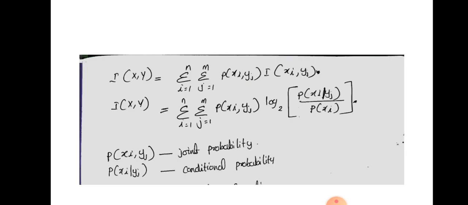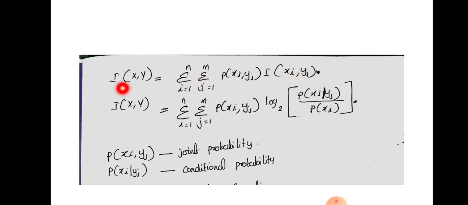And average mutual information is the amount of source information per received symbol. Okay, so the average mutual information is the amount of the source information per received symbol. This is obtained by the equation I of capital X comma Y equal to sigma i equal to 1 to n, sigma j equal to 1 to m, P of Xi comma Yj, I of Xi comma Yj.